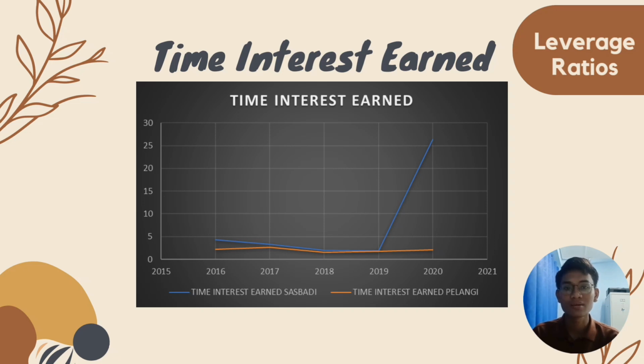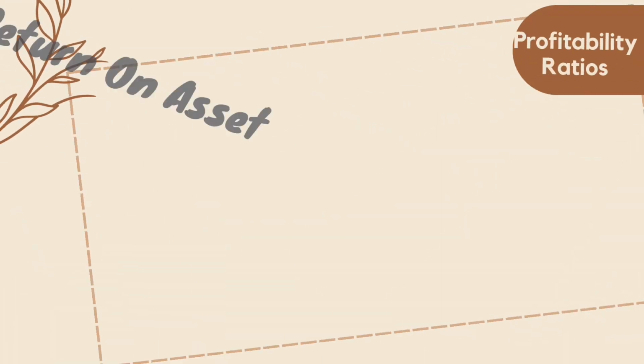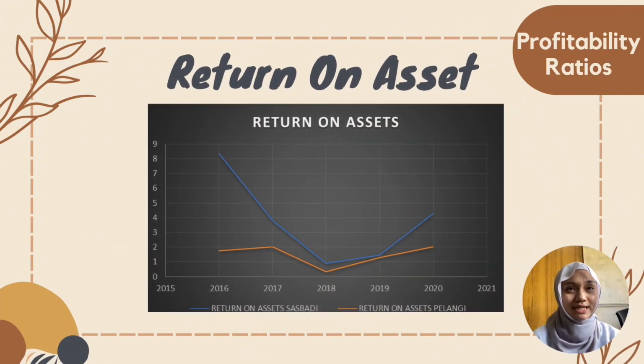The tie ratio for SASBADI is likewise regularly higher than the norm for the industry. The graph demonstrates that SASBADI return on asset has continuously been greater than Pelangi's return on asset during the last 7 years. This suggests that SASBADI has been more efficient than Pelangi in earning income from its asset. For all 5 years, SASBADI return on asset has been more than the industry average of 5%.